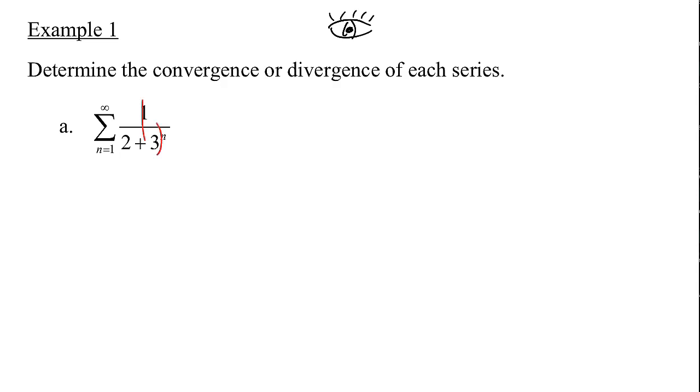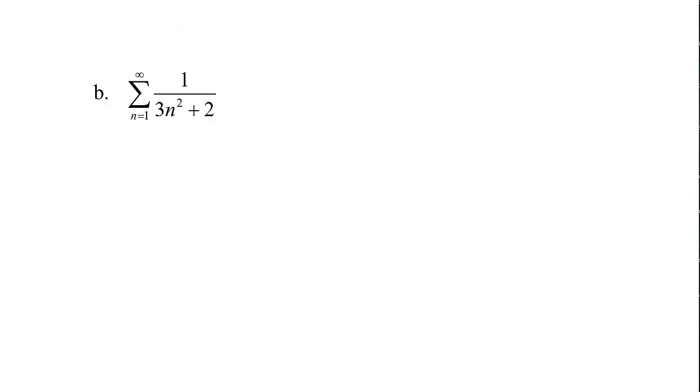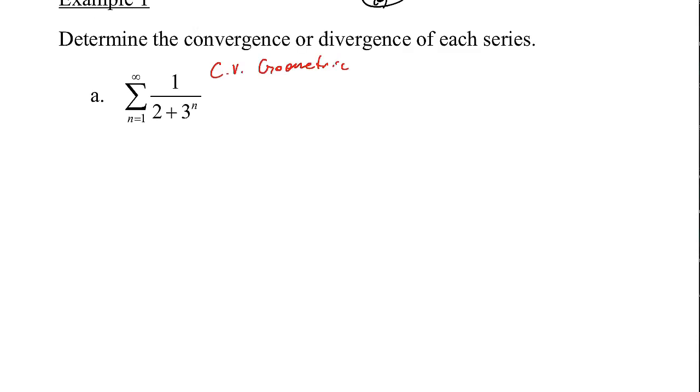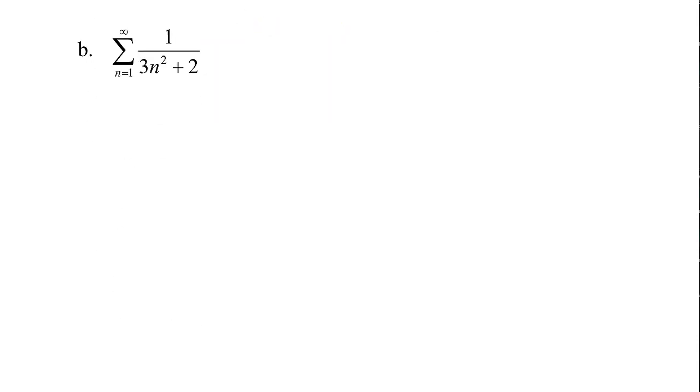I see that I have 1 over 3 to the n here, which makes me think of a convergent geometric series. Right? And my eyeball would be correct here. That 2 plus kind of throws us off, but overall, this is going to be a convergent geometric series. Let's go to the next one. Right, that's not all there is. We'll have to prove things. It's not as easy, although that would be nice.